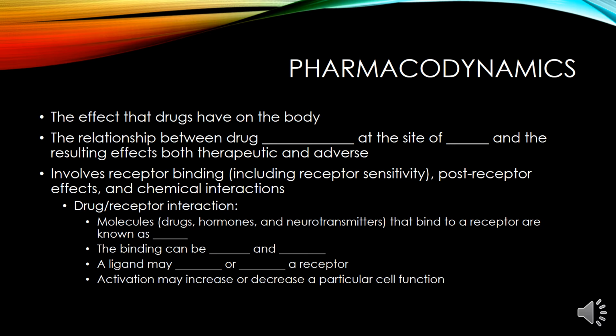Drug and receptor interactions include molecules such as those from drugs, hormones, and neurotransmitters that bind to a receptor site. These are known as ligands. The binding can be specific and irreversible, and a ligand may activate or inactivate a receptor. The activation may increase or decrease a particular cell function.